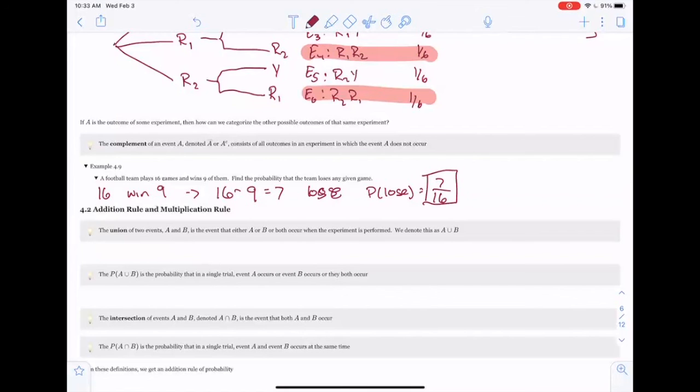As you can see, the next section we're going to talk about in the next video is the addition and multiplication rule. This is another way to break down slightly more complicated events that are made up of multiple simple events. If you have any questions, please let me know. If not, I'll talk to you next time.